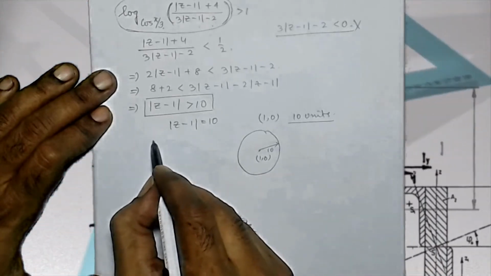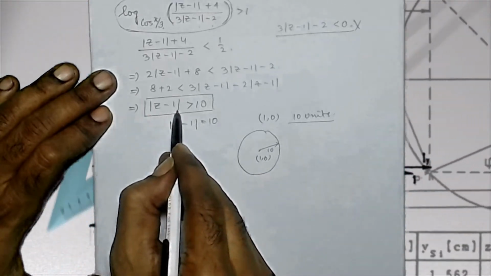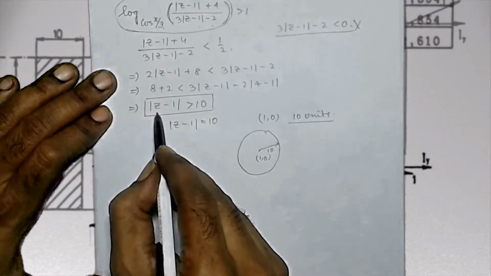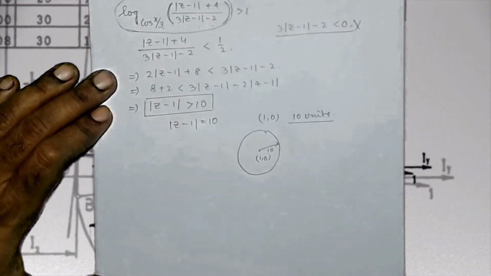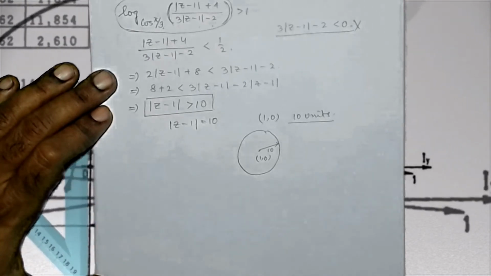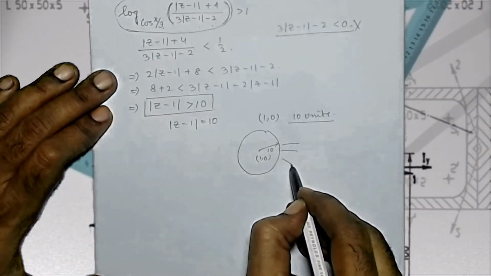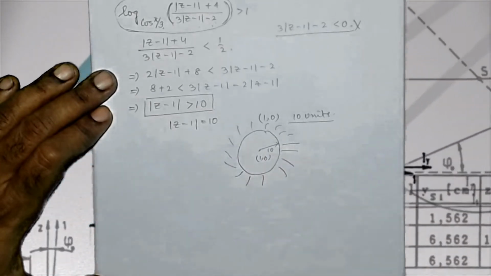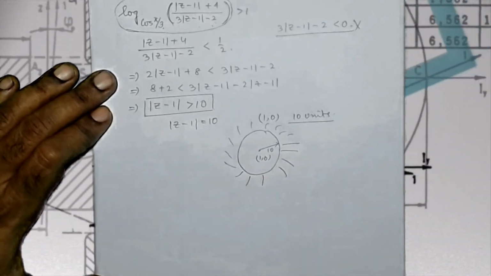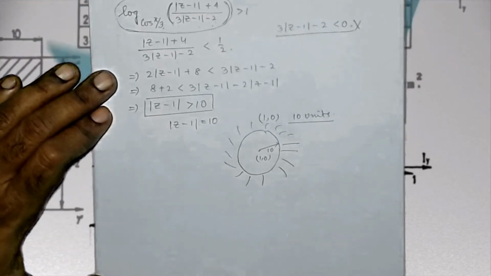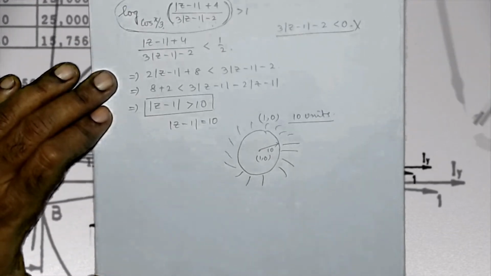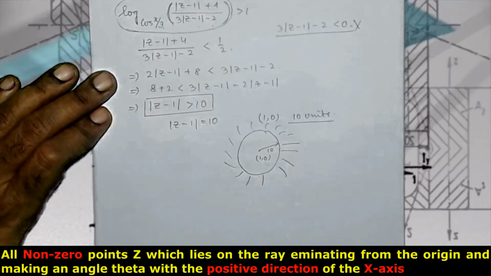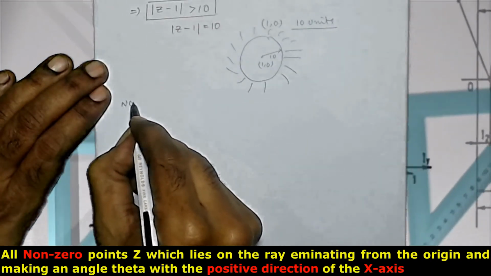Okay? Now, we have been given mod of z minus 1 is greater than 10. It means that z, that variable point on the complex plane, lies somewhere outside the circle whose center is at 1, 0 and radius is 10 units. Is it clear? So that is the locus of z, or you can say that is the location of the complex number z on the complex plane. Is it clear to us? Okay. Please make a note of it.